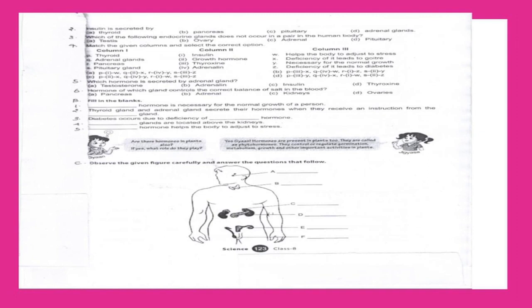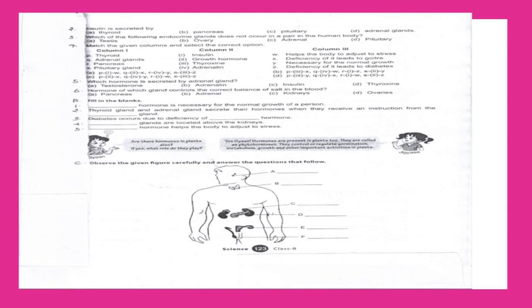Fill in the blanks: growth, second pituitary, third insulin, fourth adrenal, fifth again insulin. I repeat, growth, pituitary, insulin, adrenal and again insulin. Then are there hormones in plants also? Yes, plants also have hormones. They are called phytohormones.